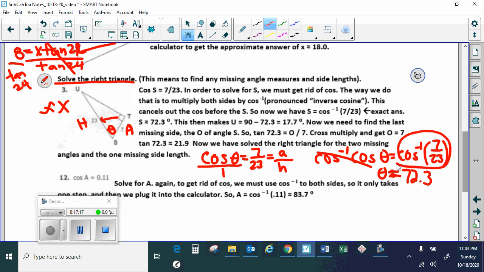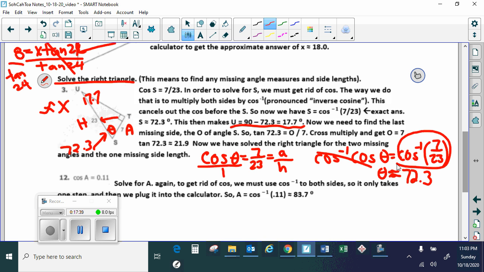So if angle S is 72.3 degrees, then I do 90 minus 72.3 to get 17.7 degrees for U, which is what I'm showing right here. So we found the two angle measures now. Now we need to find the third side over there.